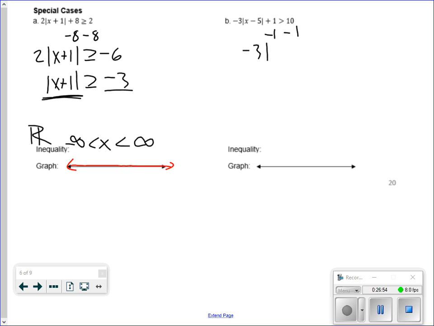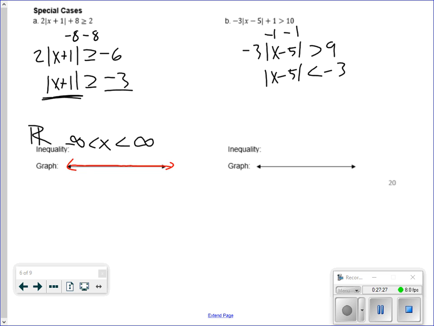And for part B, same thing, we need to isolate it first. So negative 3 times the absolute value of x minus 5 is greater than 9, divided by negative 3. Since we divided by a negative number, the sign flips: it's not greater than, it's less than negative 3. So I have the absolute value of x minus 5 less than negative 3, some positive number less than negative 3. Again, pause the video and think about it for a bit: what do you think the answer is going to be?